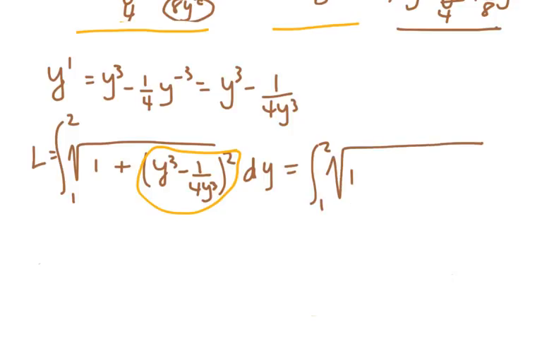So we're left with 1 plus y to the 6th minus 1/2 plus 1/16 y to the 6th. And how did I get that? All that I did was FOIL that out. Let me grab another ink.